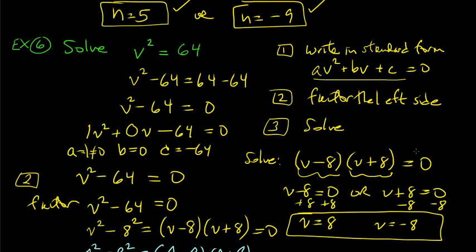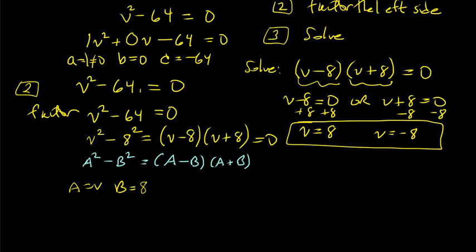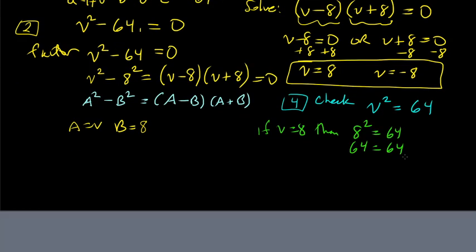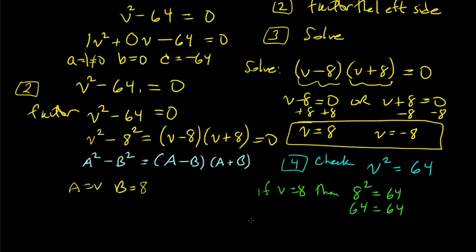Okay, and you can easily check. Well, in fact, I'll go through the process of checking. It's not hard. Remember, the original equation was v squared equals 64. Okay, but if v is 8, then you get 8 squared equals 64, which of course is true, because 8 times 8 is 64. Oops, sorry. So what if v is negative 8?